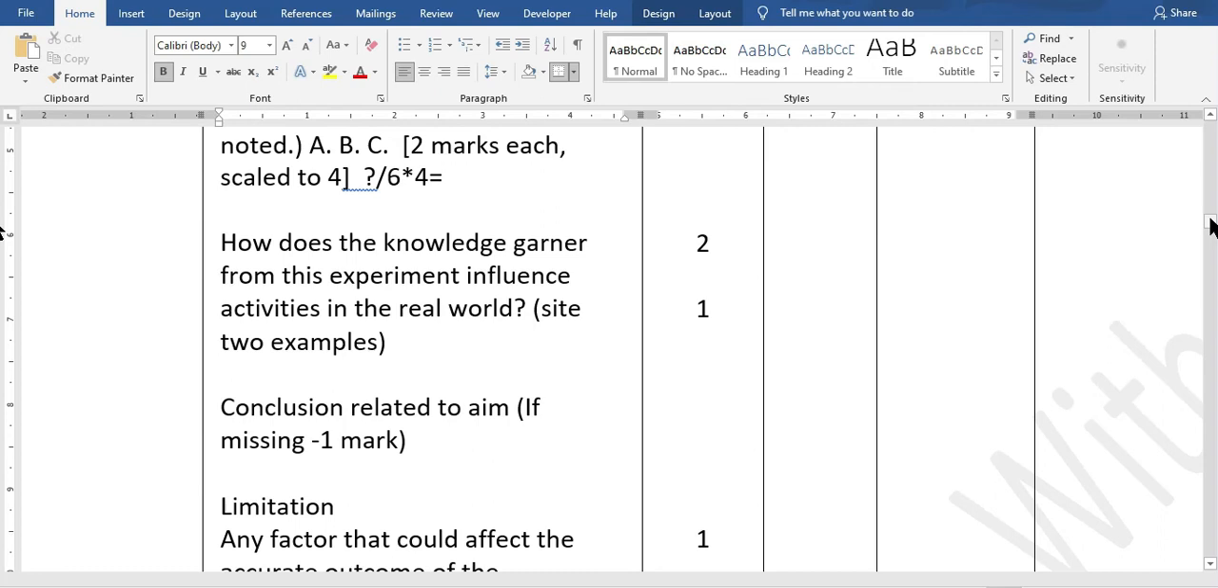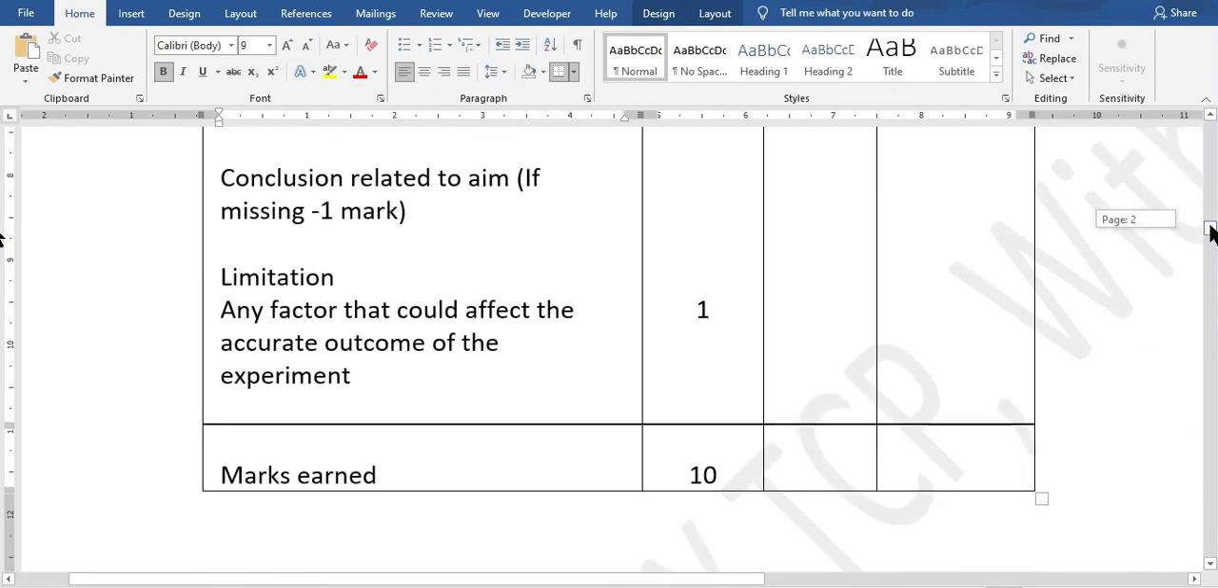Then the final thing we're going to be having there is limitation. What are those things that could have impacted the lab negatively and could have caused the result not to be that which you expected? So any factor that could affect the accurate outcome of the experiment is captured in this part of your analysis and interpretation, the part that is considered to be the limitation.